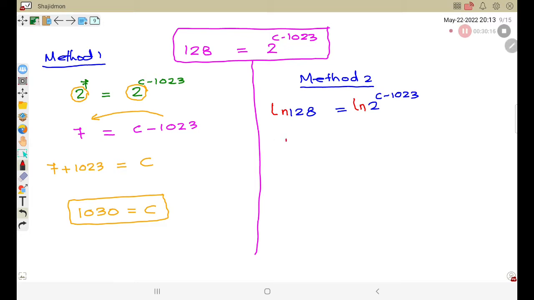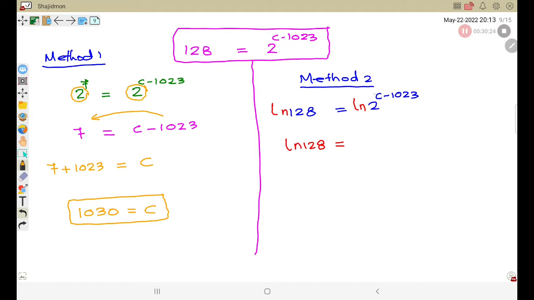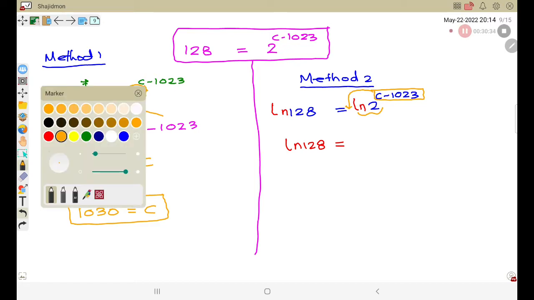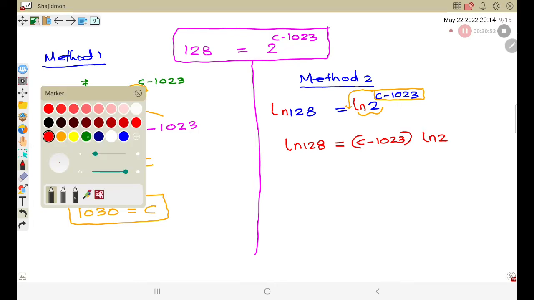Just apply the logarithm, okay, ln. So what we are getting: ln 128 equals, now just apply the property of the logarithm. You know what is the property of the logarithm? The power is taken to the front of the logarithm, and ln is applied to the base number. So we write (c minus 1023) first, multiplied by ln of the base number, which is ln 2. This is the extra step here, only one step. So we will get this step.